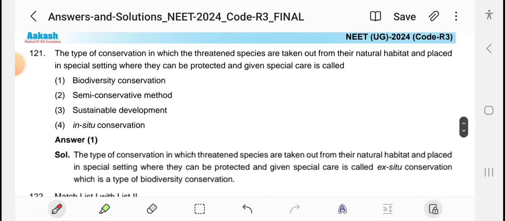So your next question, the type of conservation in which threatened species are taken out from their natural habitat and placed in a special setting. So the correct or most appropriate answer for this question would be biodiversity conservation.